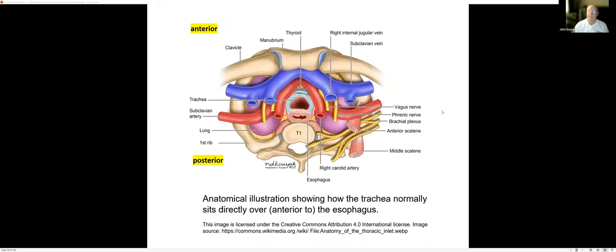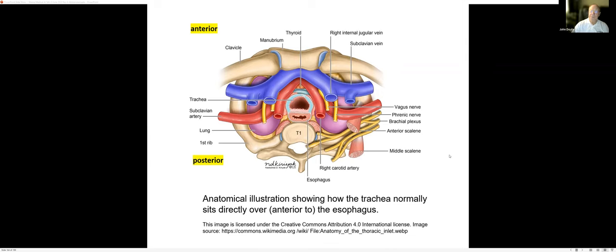Now here is an example of an anatomical illustration showing how the trachea normally sits anterior to the esophagus. Because remember, when you're putting the patient to sleep and they've got a full stomach, you'd like to compress the esophagus so the stuff doesn't go up the esophagus and into the airway. So here you've got the trachea sitting on top of the esophagus. It can compress the esophagus. And here you've got the spinal column. Here's the first thoracic vertebra. So this is the front and this is the back.